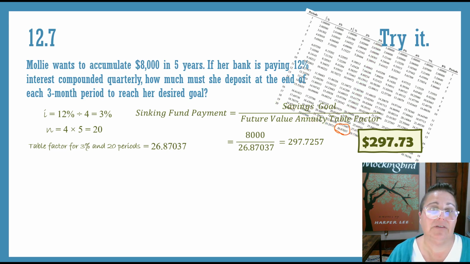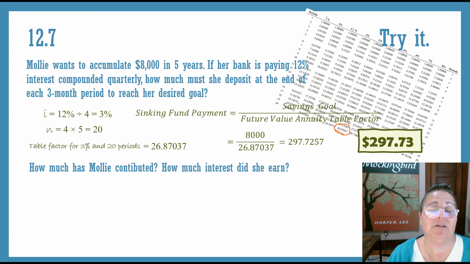So if she does that, how much will Molly actually have contributed? Remember, it's a savings account, so every time she puts money into that account, she's earning a little bit of interest on it. She's going to put $297 away 4 times a year for the next 5 years.